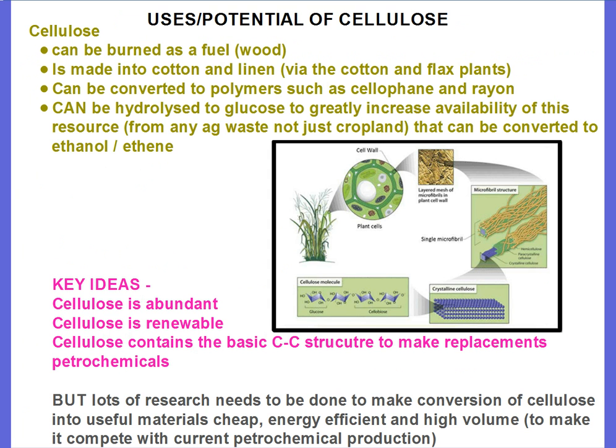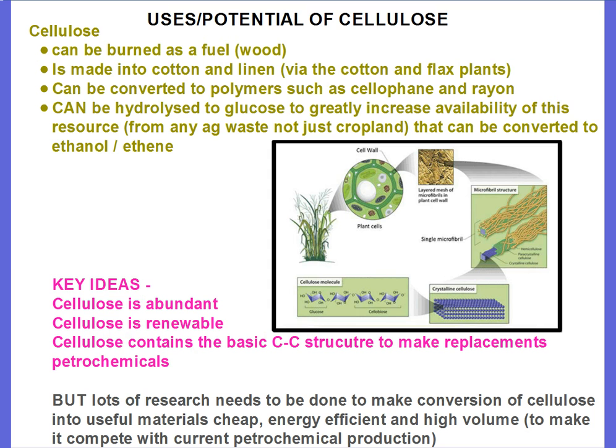So what are the uses and potential of cellulose? Well, first of all, cellulose itself can be used as a fuel. You can burn it because cellulose is basically wood. Cellulose is naturally made into cotton and linen by the cotton and flax plants. It can be converted into polymers such as cellophane and rayon, and you can actually hydrolyze, as we said before, cellulose into glucose, and therefore it greatly increases the availability of this resource.